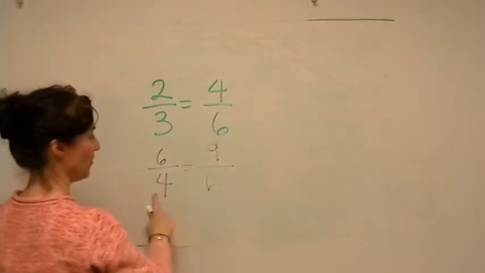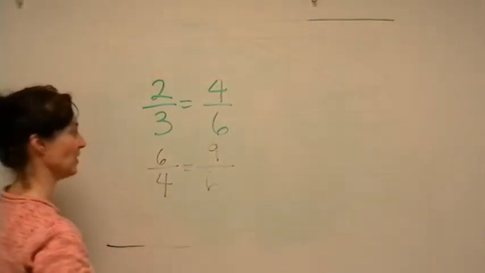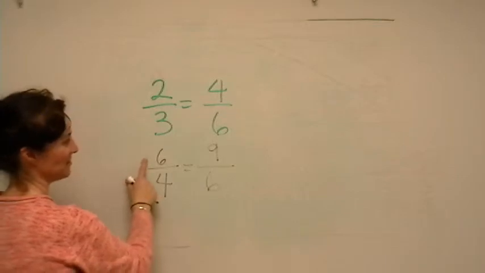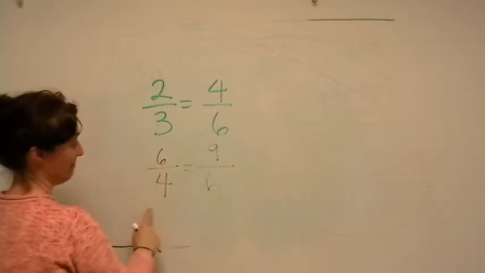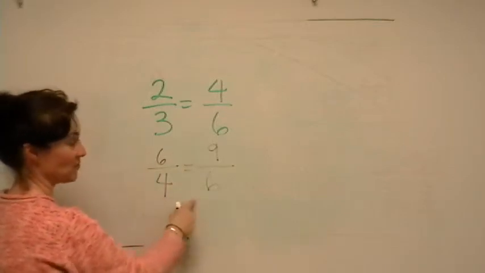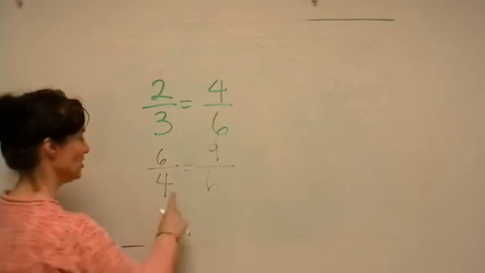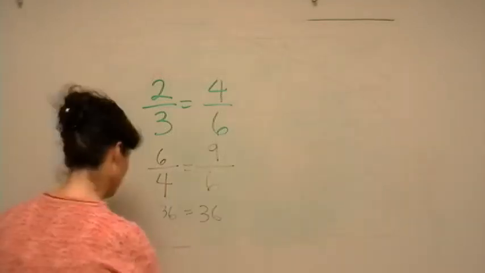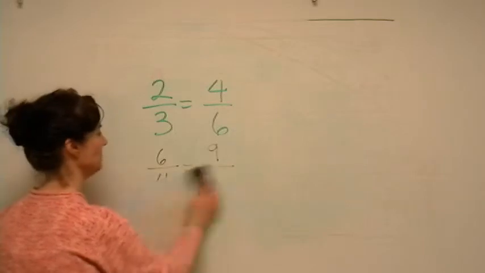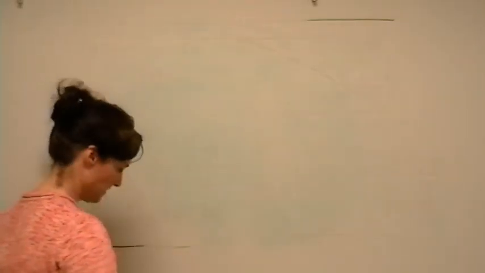To figure out if that works, the easiest way to see if it's really true is to say 6 times 1 1/2 and 4 times 1 1/2, that works. Or you could just cross multiply and see if they're equal. Those are the rules that you need to be aware of.